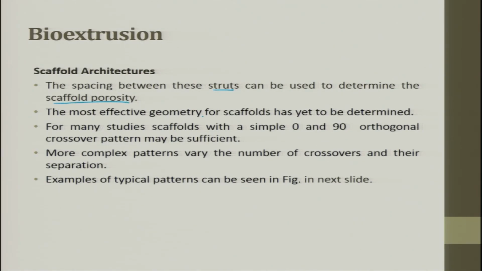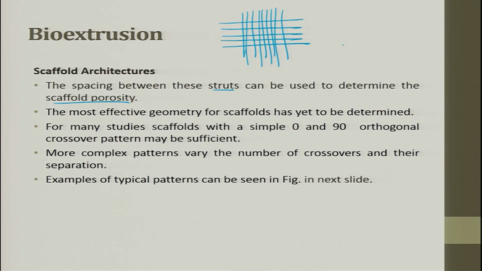The most effective geometry of scaffold has yet to be determined. For many studies, a scaffold with a simple 0 and 90 orthogonal crossover pattern may be sufficient. So, what they say is, you first put a layer like this, the next layer like this, and the third layer maybe like this.